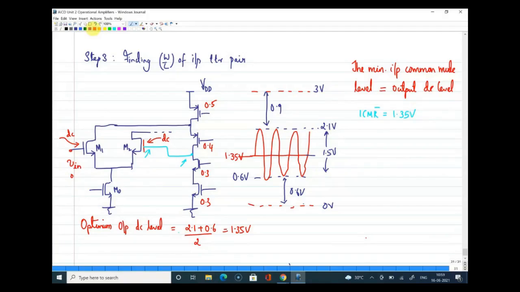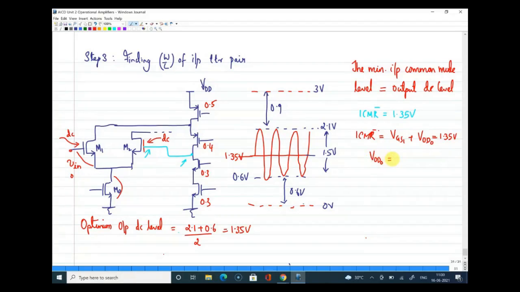Now with that, if I continue to design, what is ICMR minus in this case? ICMR minus is VGS1 plus the overdrive of the current source. So I can write ICMR minus as equated to VGS1, which is VGS of M1, plus the overdrive voltage VOD of the current source. Right. So this is equal to 1.35. I'm equating this to 1.35. Now in this I am assigning it arbitrarily, not arbitrarily, I am assigning it.